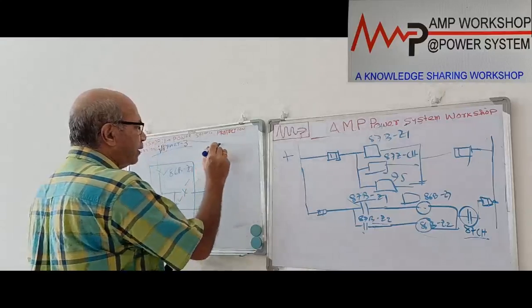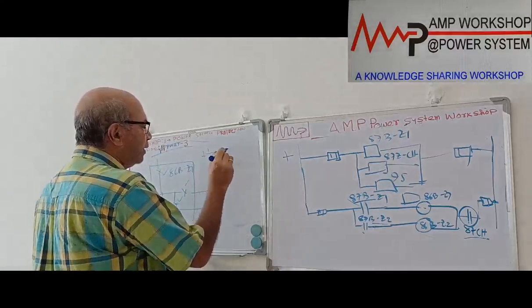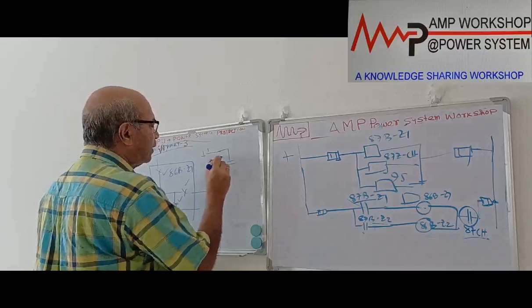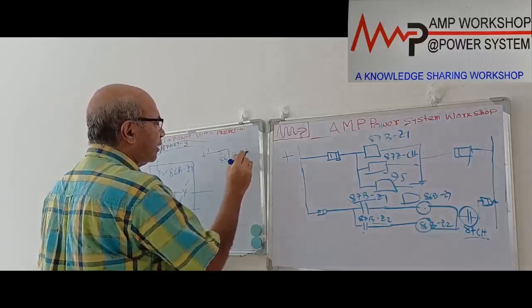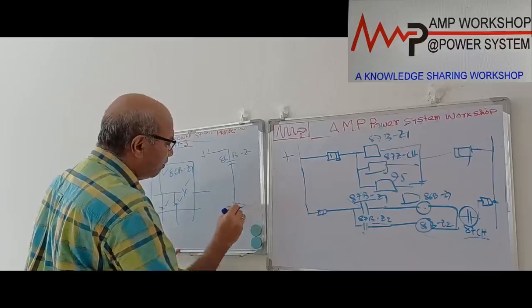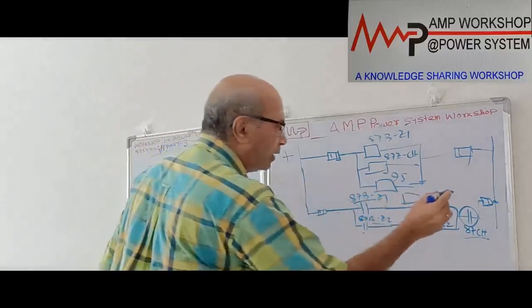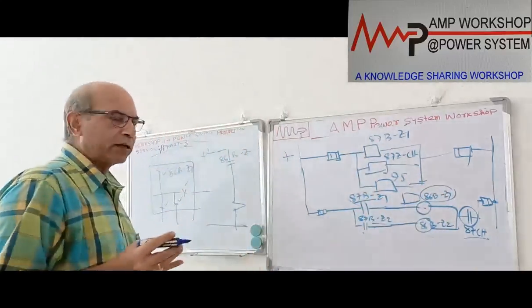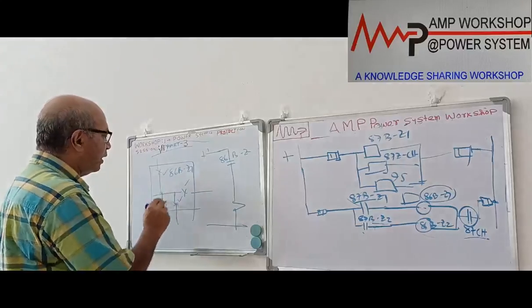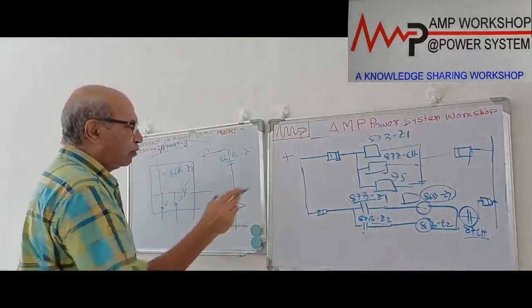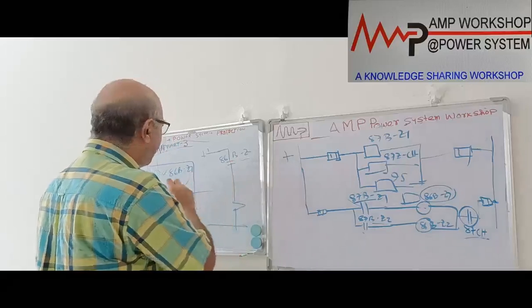Similarly, here is a DC supply coming. This is the 86BZ1 contact, and this is going to the breaker trip point for each breaker. So this 86BZ1 relay may have multiple contacts. How many feeders are there? In this case, there are 4 feeders, so it has 4 NO contacts to trip the 4 breakers.